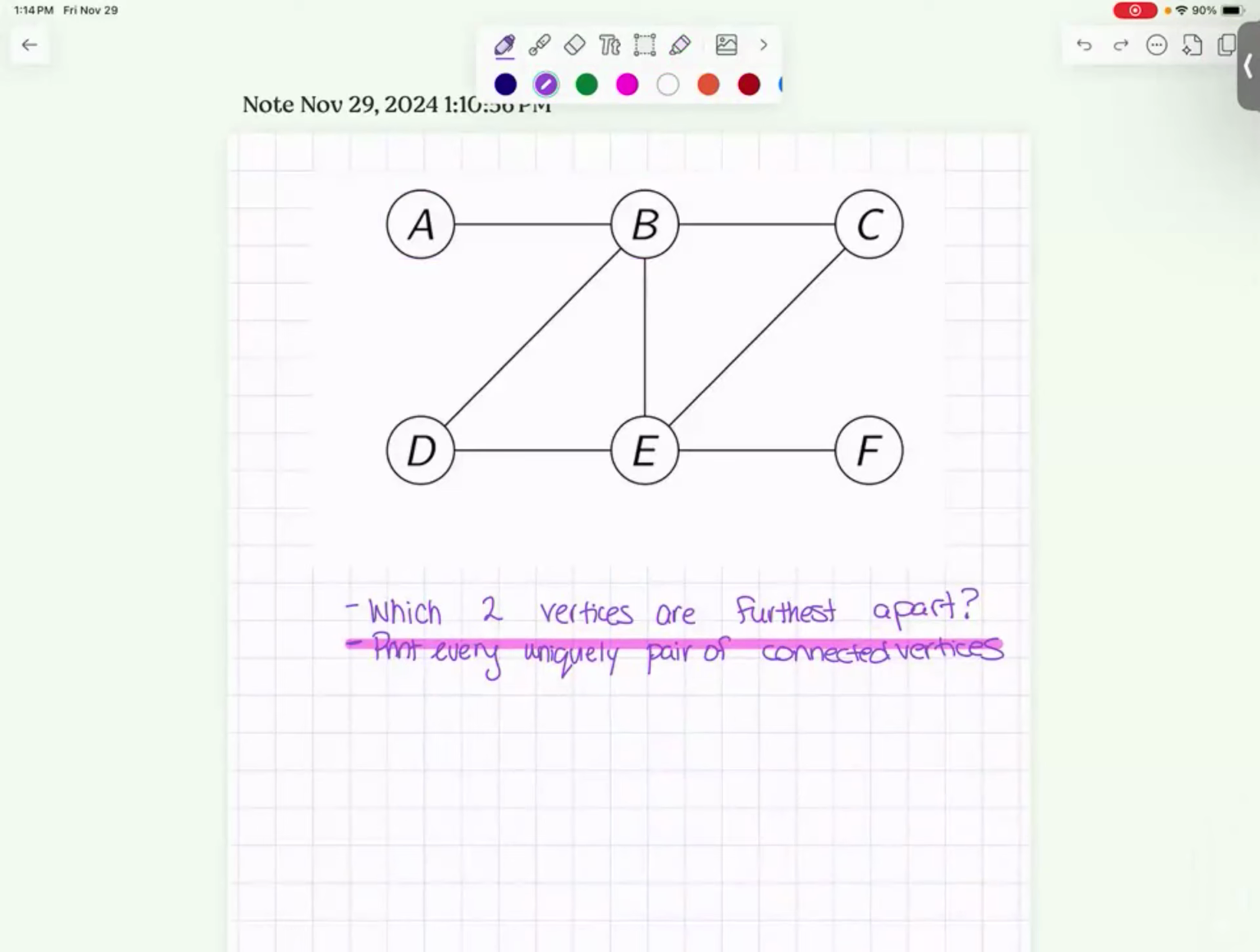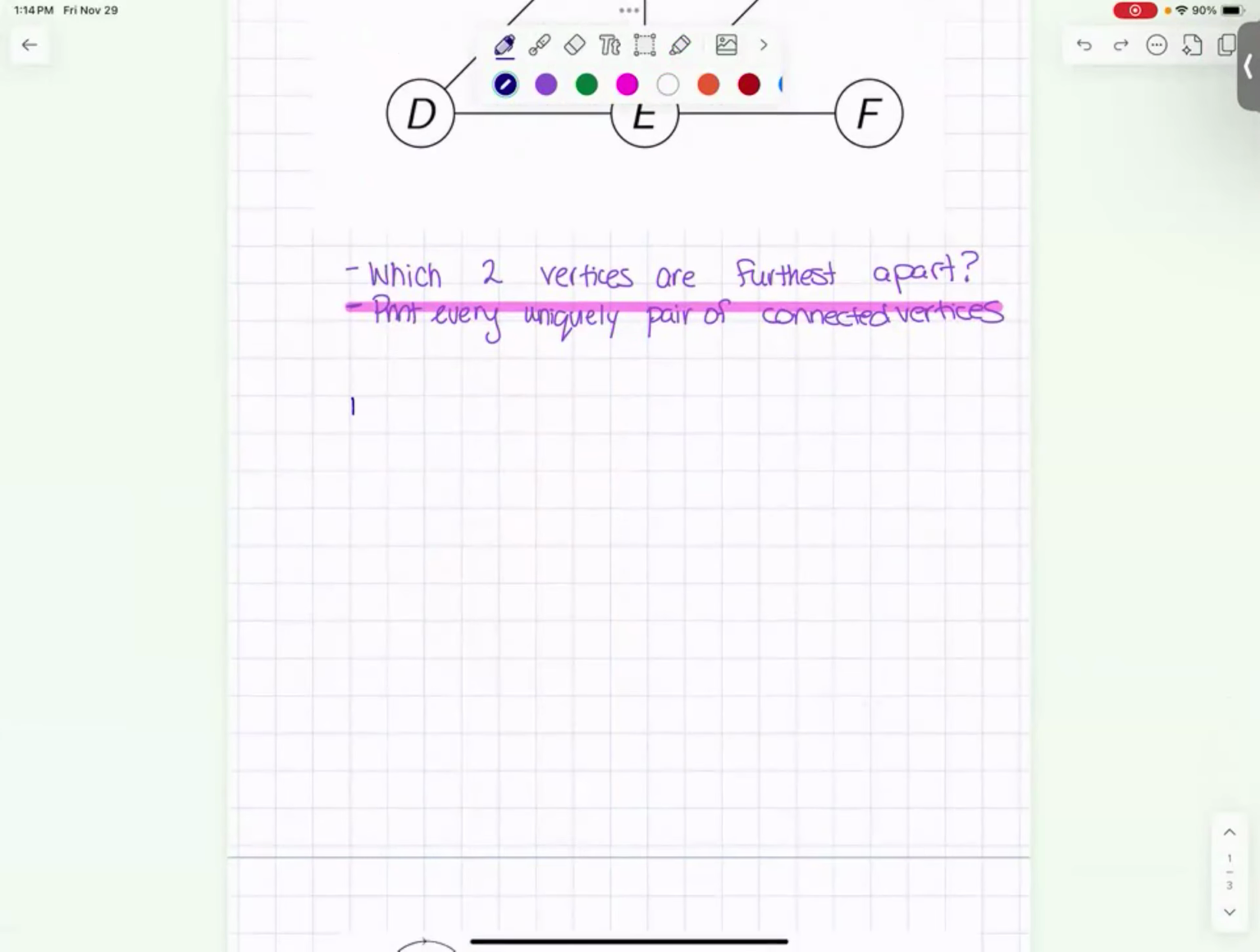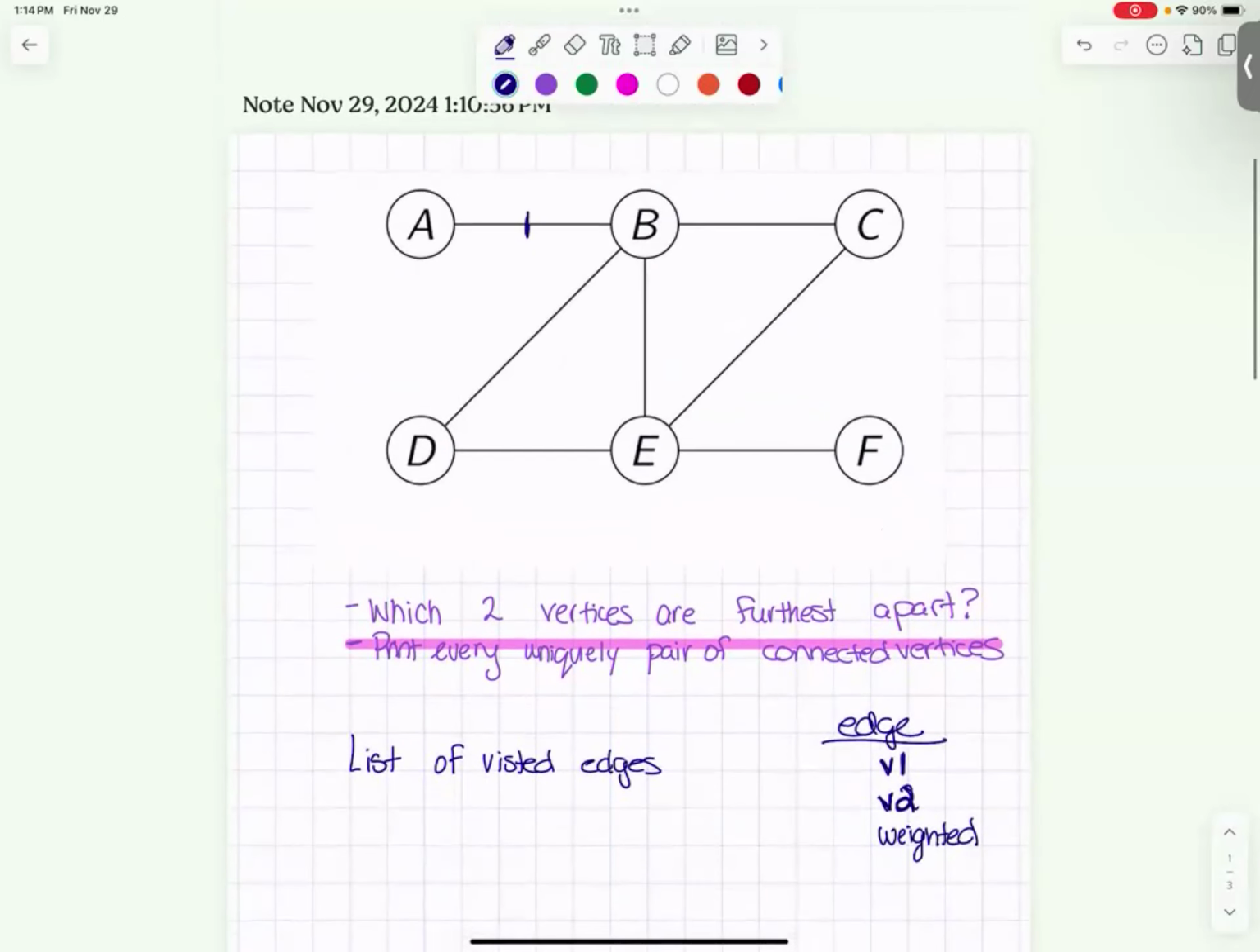Often how we will want to do something like this is to keep some kind of list of visited edges. Each edge has a vertex 1, a starting vertex, a vertex 2, and possibly a weight if our edges are weighted. Right now we can pretend each of these is weighted as 1, but it's possible they would have other weights on them. And that is true for its implementation as a matrix or as a list. So what we want to do is keep a list of visited edges.